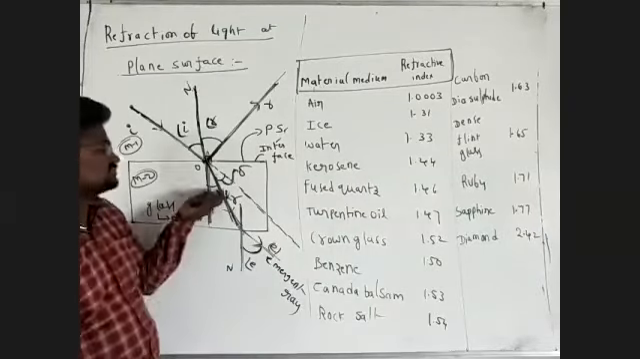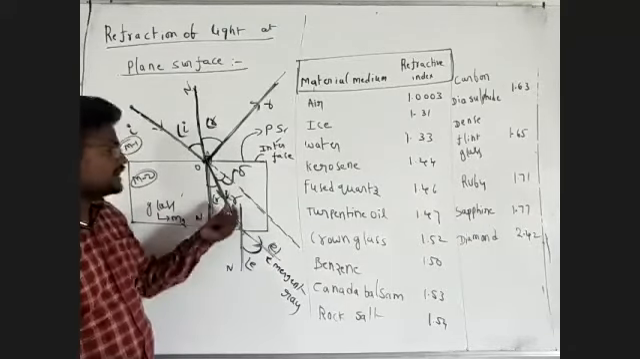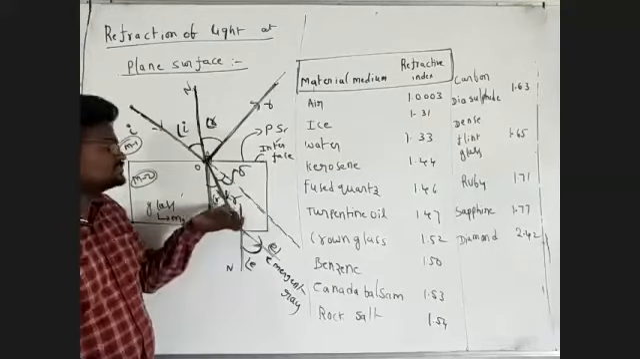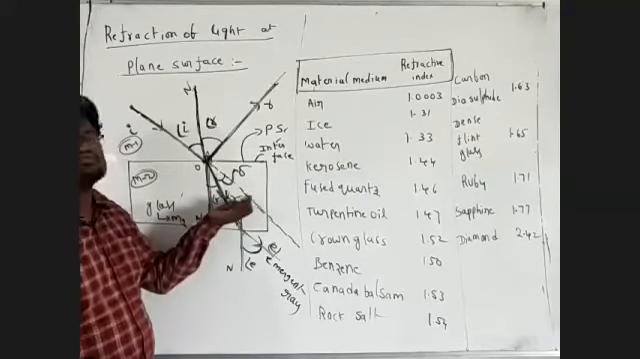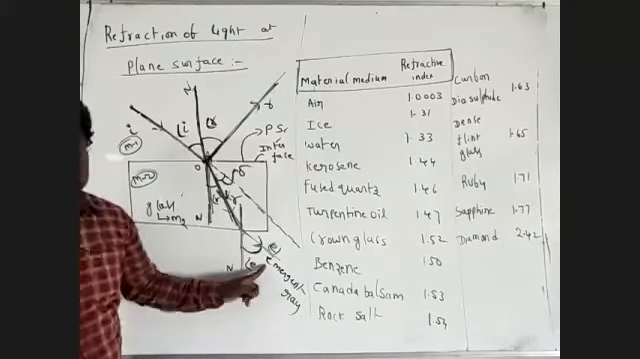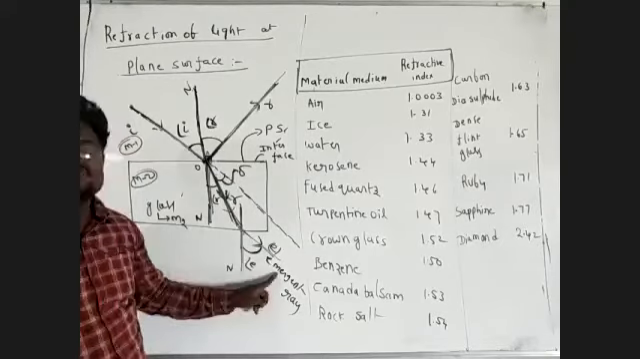Angle of refraction means the angle between N and R is called the angle of the refracted ray. Next, angle of deviation. Angle of deviation means the angle between the refracted ray and the actual direction of the incident ray. That is the angle of deviation. Next, emergent ray. The light ray which emerges out from another medium we call the emergent ray.